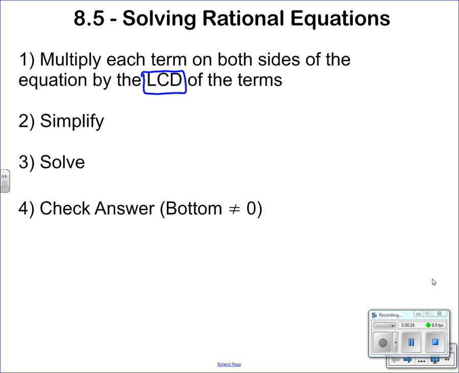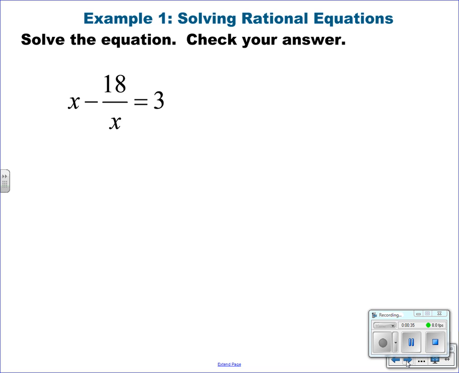A lot of times they're going to be quadratics that hopefully we're going to be able to factor. And then make sure you check your answer. So solve the equation, check your answer.